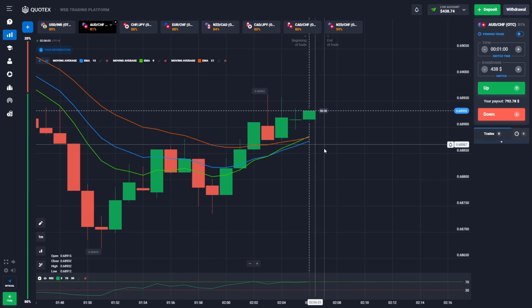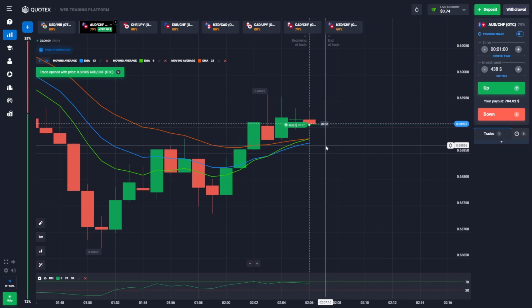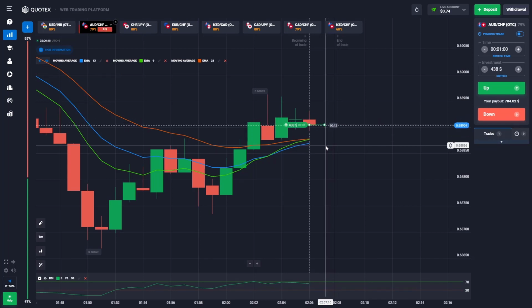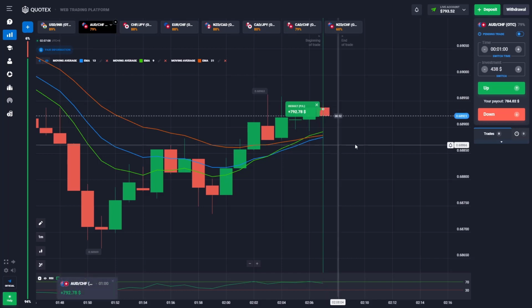Okay guys, we found another good signal. The moving average is going up and about to touch each other, and the RSI is in the green line already, so we are going to enter the trade. Okay, we won the trade as expected. Let's find another signal.